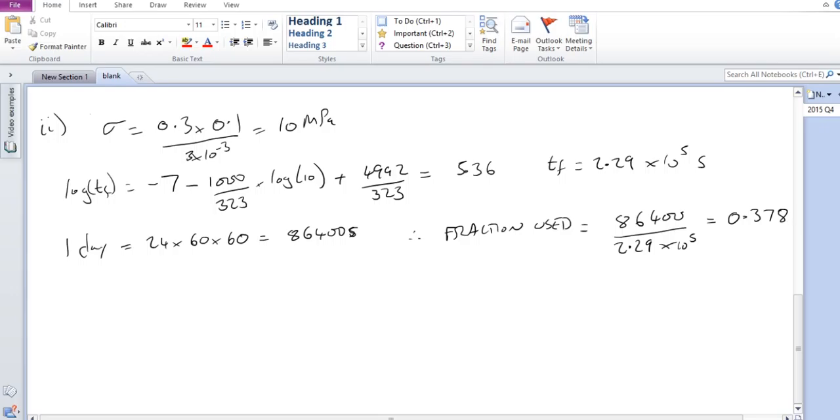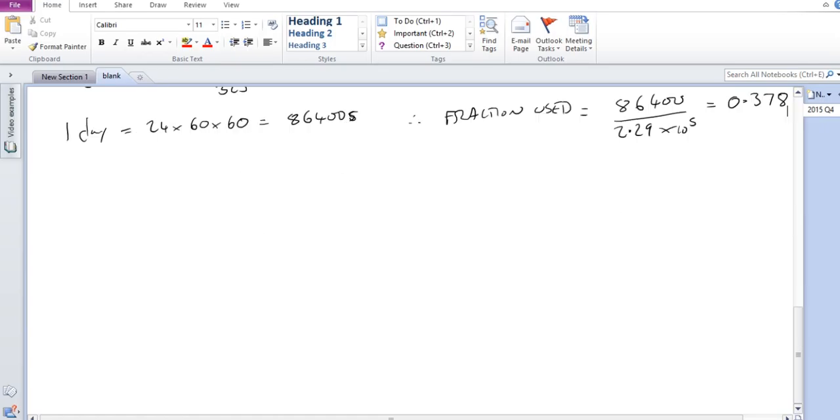So what we then need to do is work out the lifetime under the third condition, and then the last bit is slightly different because we work out how much is left and what the lifetime under that condition will be. So again, for the third part, we need to work out the stress. I've remembered it this time. So the stress is the pressure, which is 0.18 megapascals, times the radius, 0.1, divided by the thickness, 3 times 10 to the minus 3, which is equal to 6 megapascals.